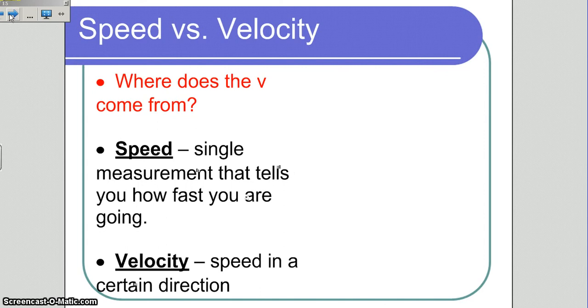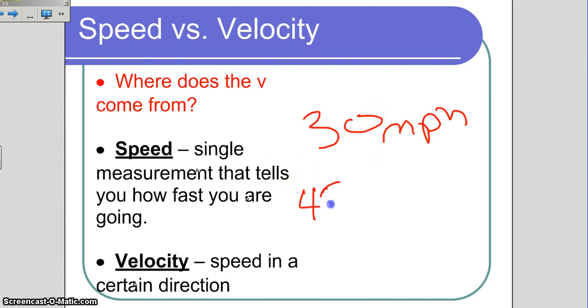Now, velocity, on the other hand, is speed in a particular direction. So, for instance, if I simply said 30 miles per hour, would that be a speed or a velocity? The answer clearly is a speed, because I just gave you a distance in time. If I said 45 meters per second south, that's now a velocity because I gave you a speed in a certain direction.